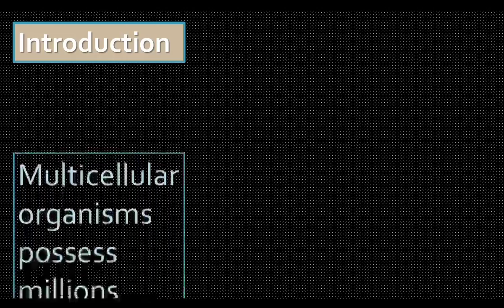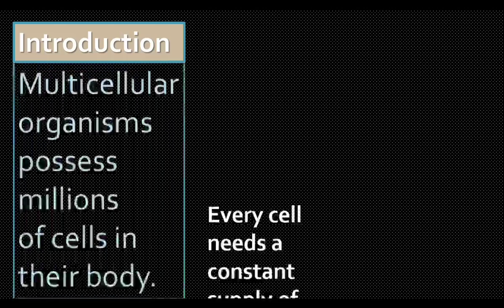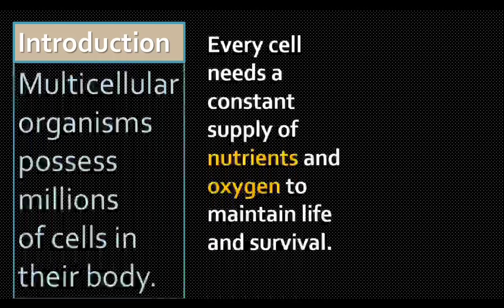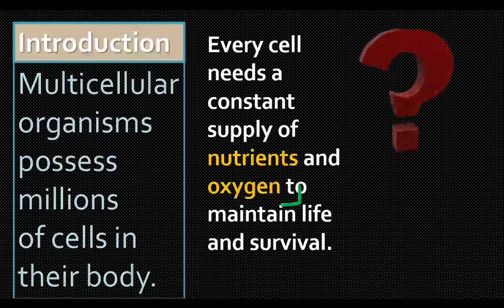Let us see the introduction first. Multicellular organisms are made up of millions of cells. Every cell needs a continuous supply of nutrients and oxygen. Nutrients and oxygen are necessary to maintain life. What do the organisms do with nutrients and oxygen? Nutrients and oxygen are used by the cells to produce energy.